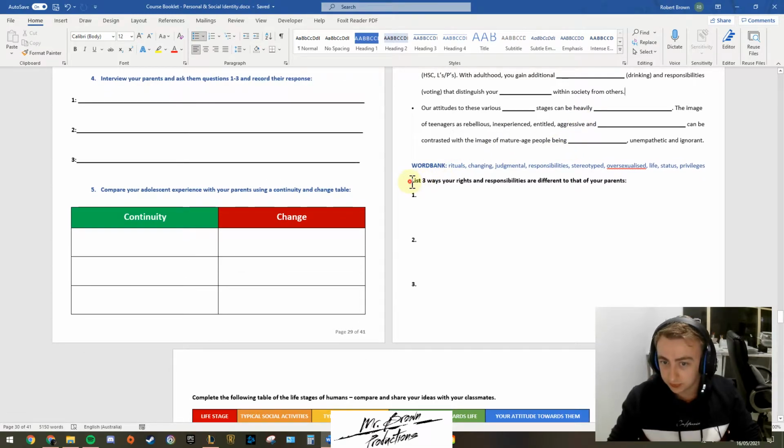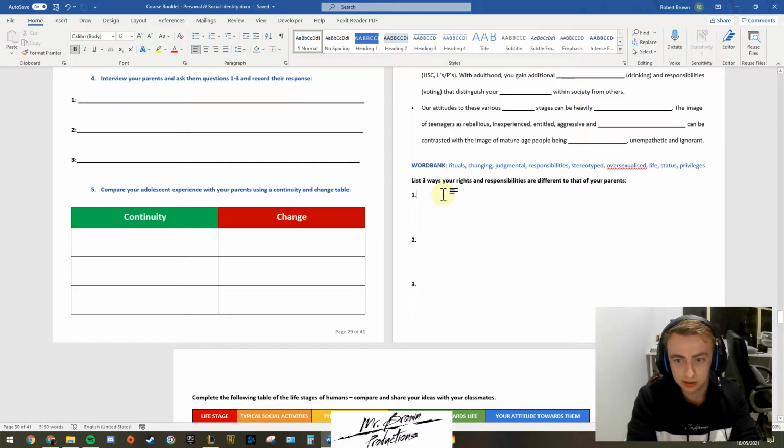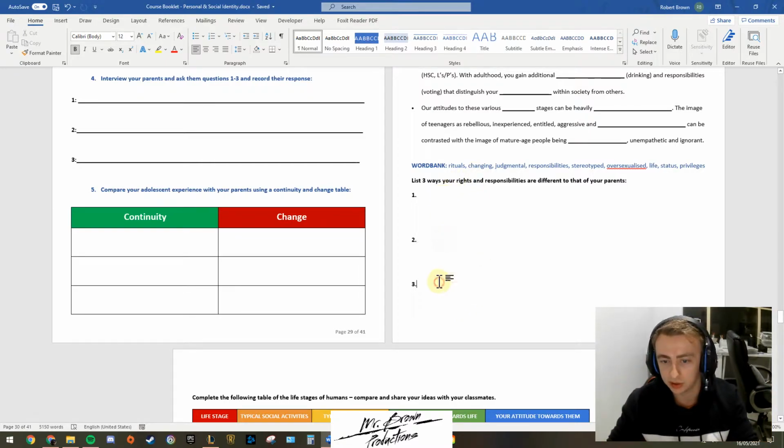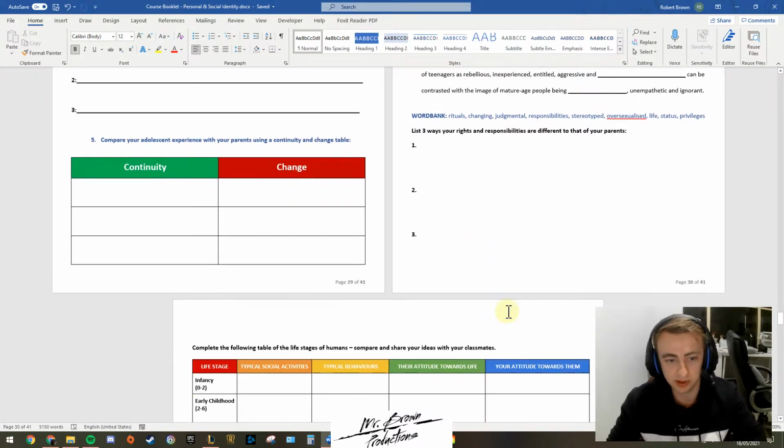So once you've done that, I want you to list 3 ways your rights and responsibilities are different to that of your parents. Now, this might be a good chance to even talk to them about that. Now, quickly, we did look at the difference between rights and responsibilities. We did a practice HSC question on it, and we've done some concept cards on it. So hopefully you're very familiar with the difference between the two, and then you can answer those here. So what I would do is, you could do one on rights and one explicitly on responsibilities, or you can just interchange and weave them throughout there. That's fine. So 3 examples of that there would be fantastic.